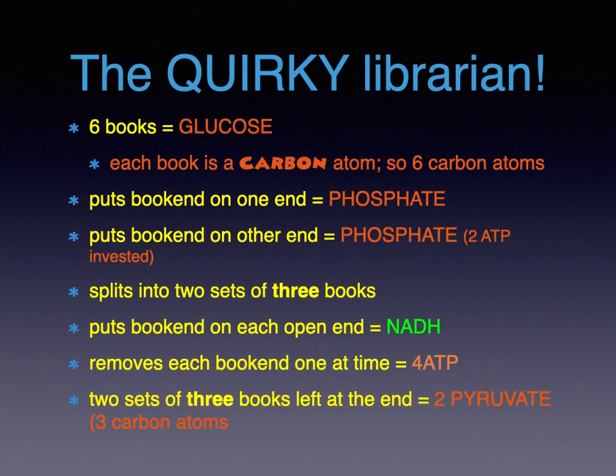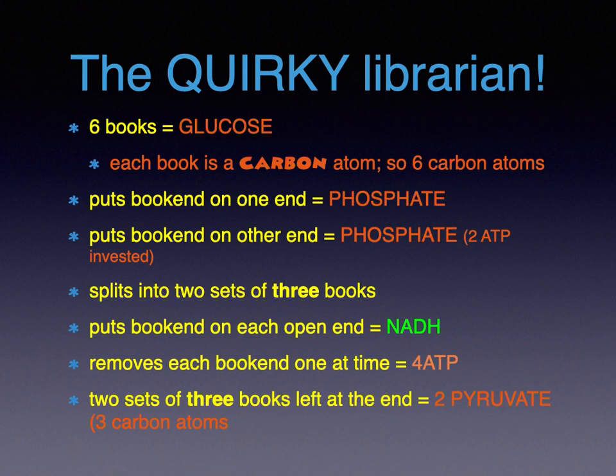Well, the 6 books represent glucose, and each book is a carbon atom. So there are 6 carbon atoms, and I want you to be aware of how to track the carbon atoms. When you put a bookend on, the bookend is a phosphate. You put a bookend on the other end, that's another phosphate. And we have to invest 2 ATP. It costs us to get this process going.